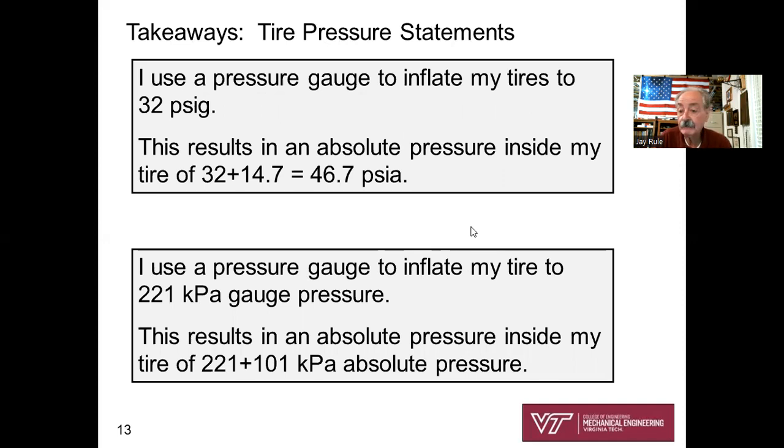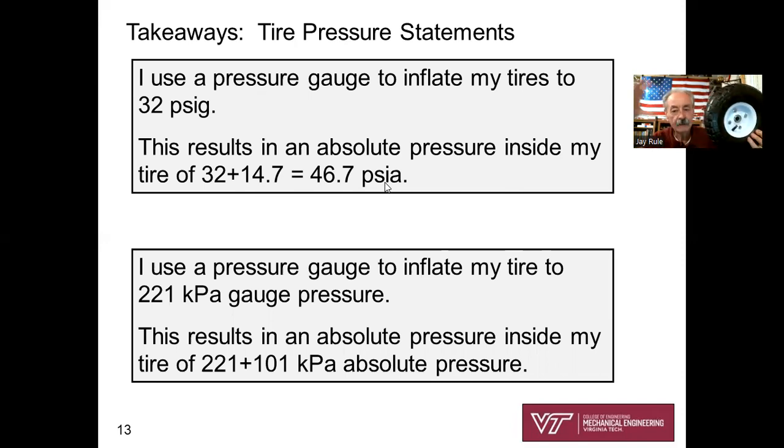Okay, statements about tire pressure. In my case, I use a pressure gauge to inflate my tires to 32 psig, or in jargon, 32 pounds. Okay. Now, that's gauge pressure. If you're asked, well, what's going to be the absolute pressure inside your tires? Well, it's going to be 32 plus 14.7 or 46.7 psia on the inside of the tire.